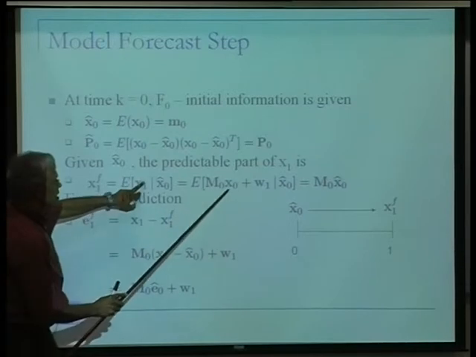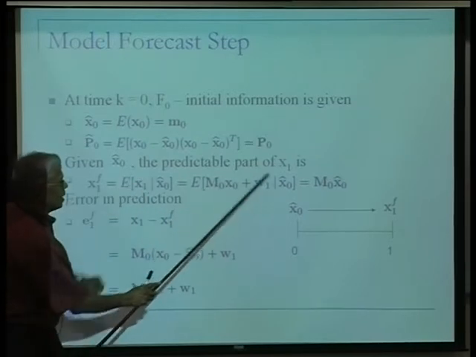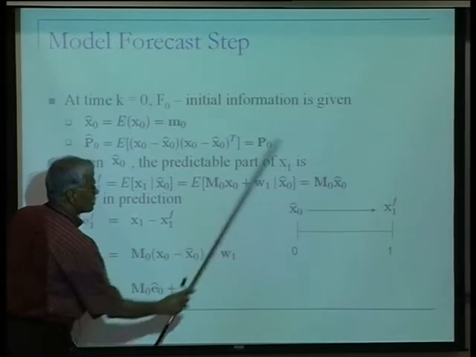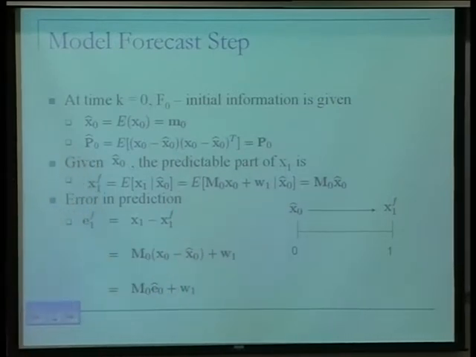x1 is m naught x naught plus w1, where w1 is the mean zero noise. So that is equal to m naught x naught hat. That's a prediction. Now, prediction has an error. So this is the true value, this is the predicted value, and this is the error in prediction.